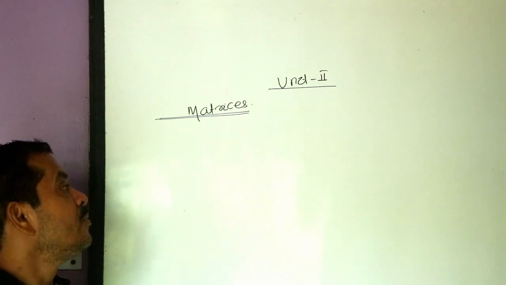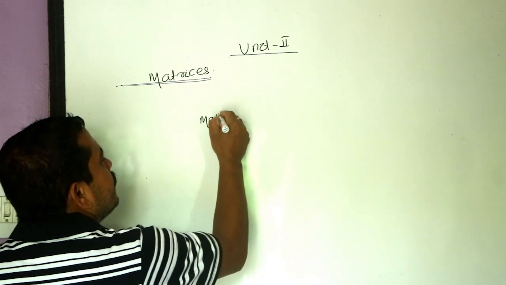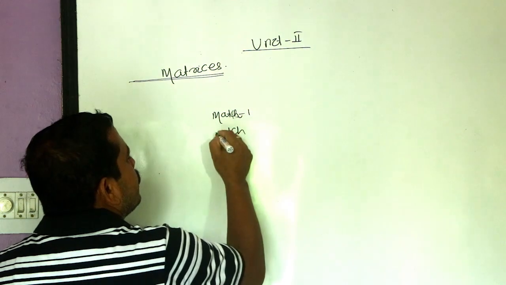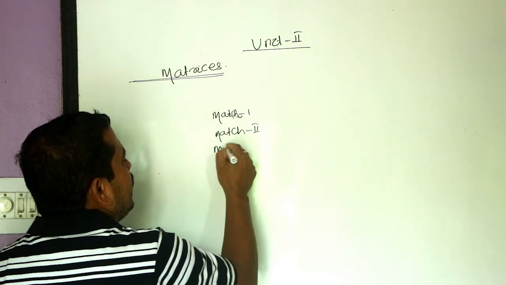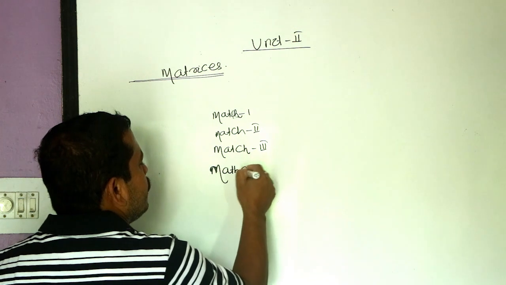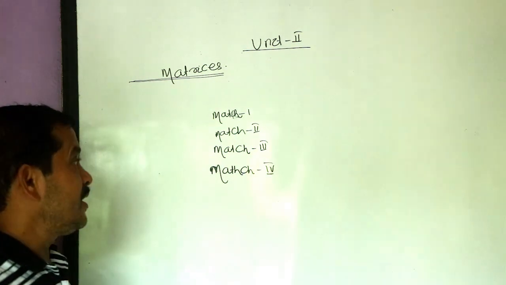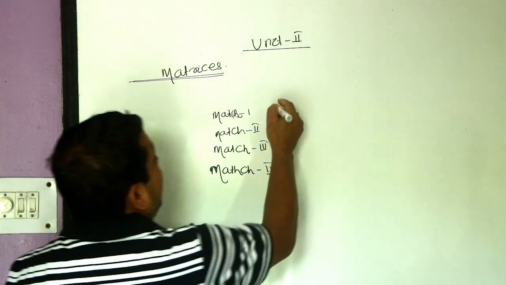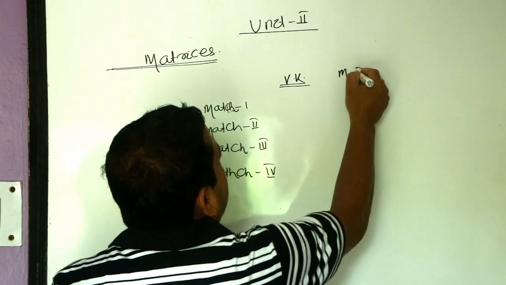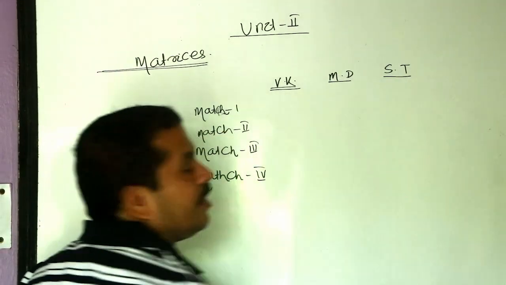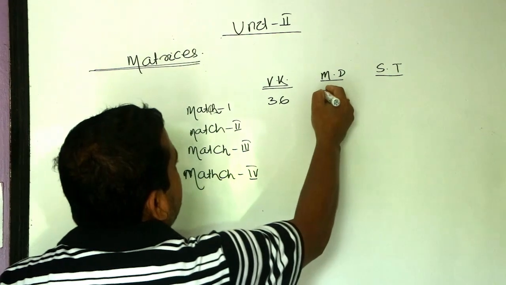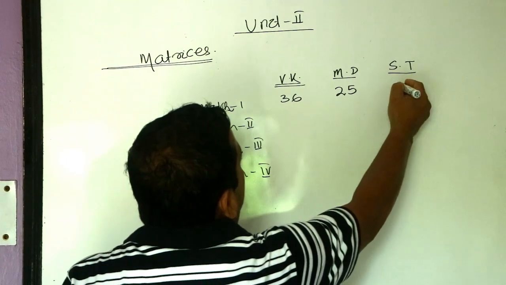Suppose there are 4 matches: match 1, match 2, match 3, match 4. There are 4 matches and 3 players. Suppose Virat Kohli, MS Dhoni and Sachin Tendulkar. Suppose in match 1 Virat Kohli scores 36, MS Dhoni 25, Sachin Tendulkar 57.